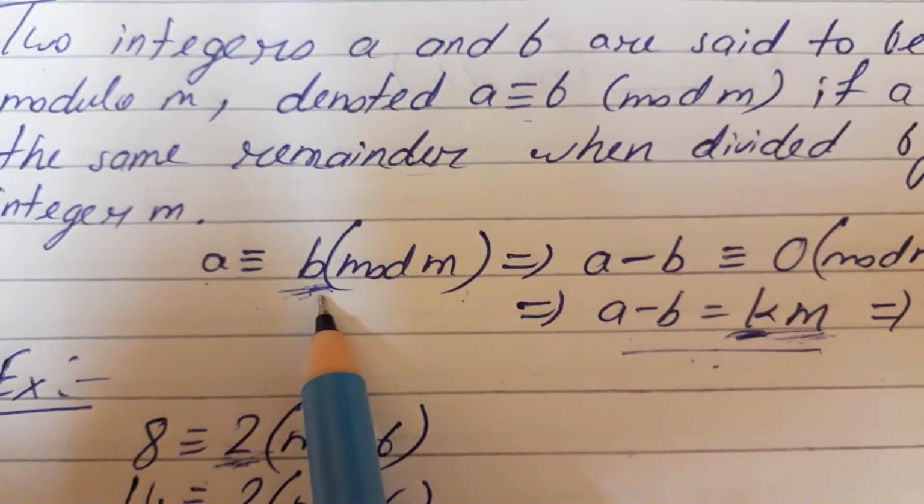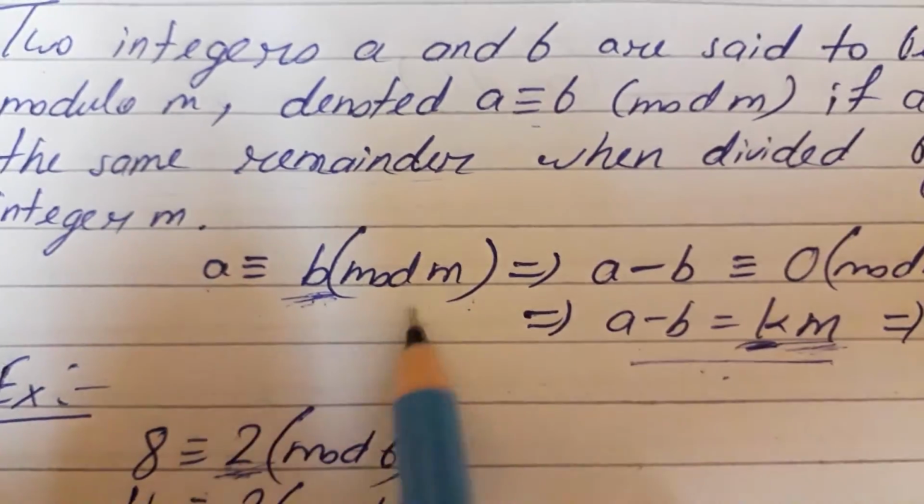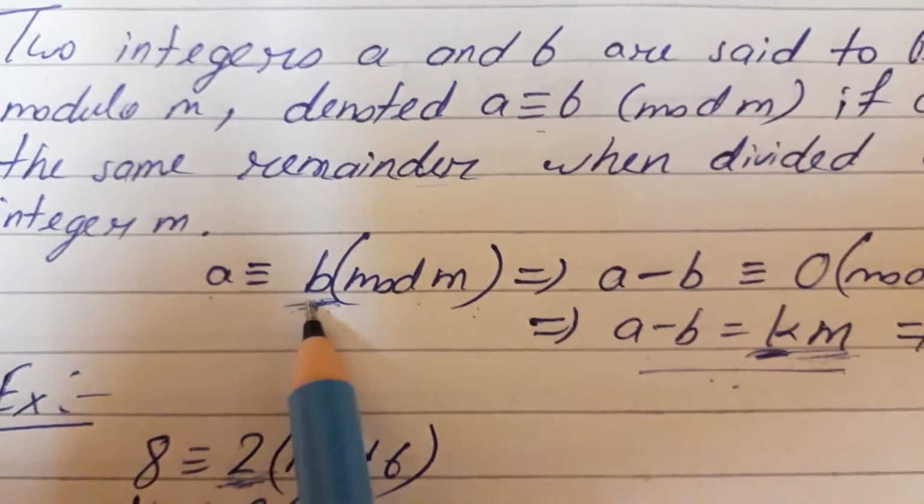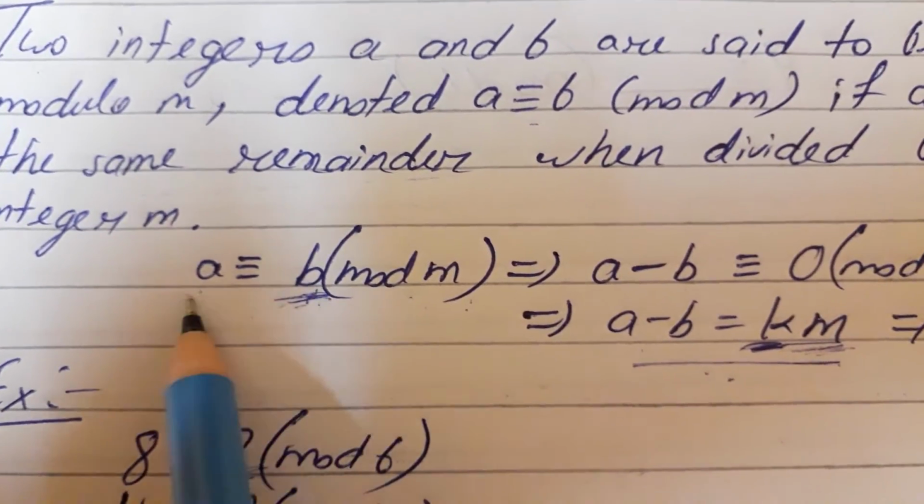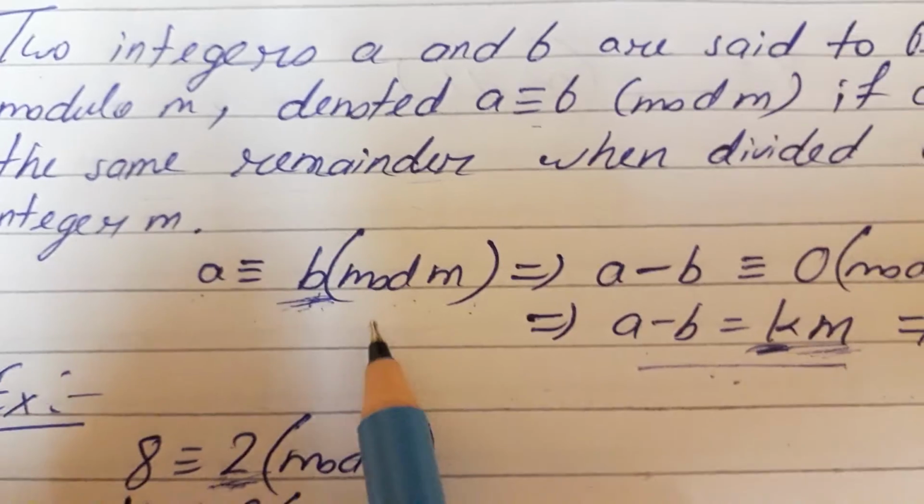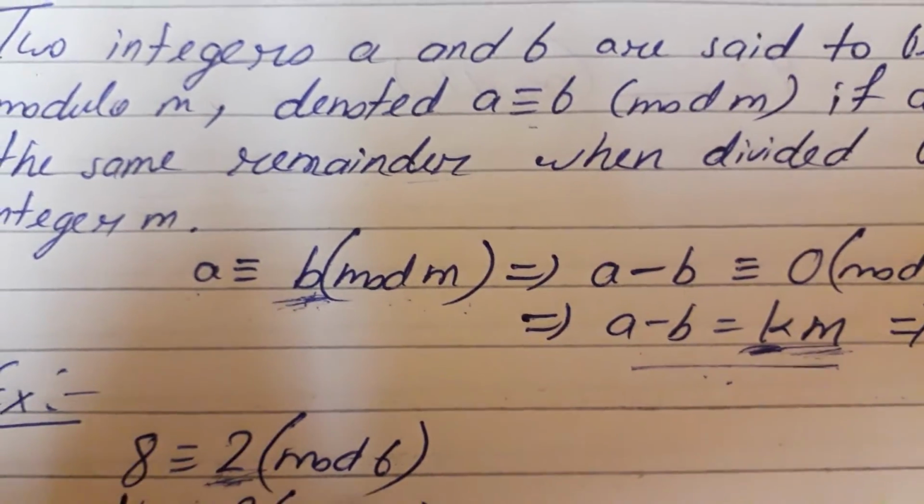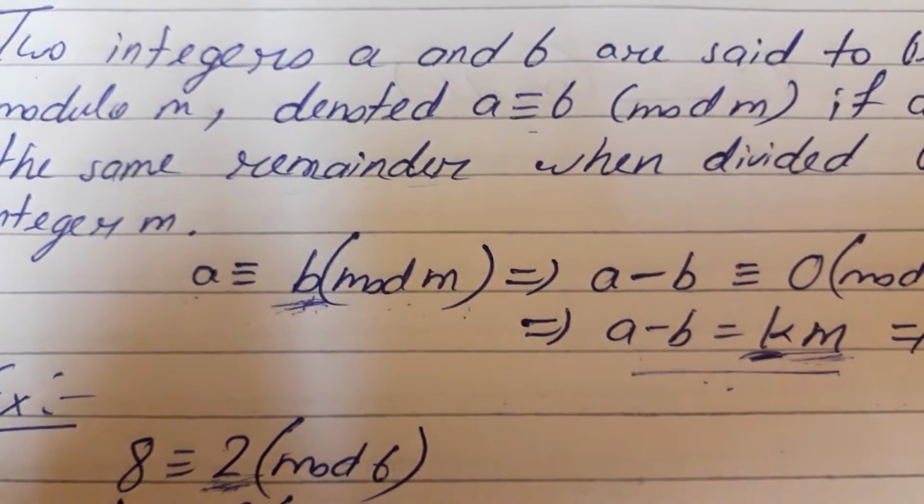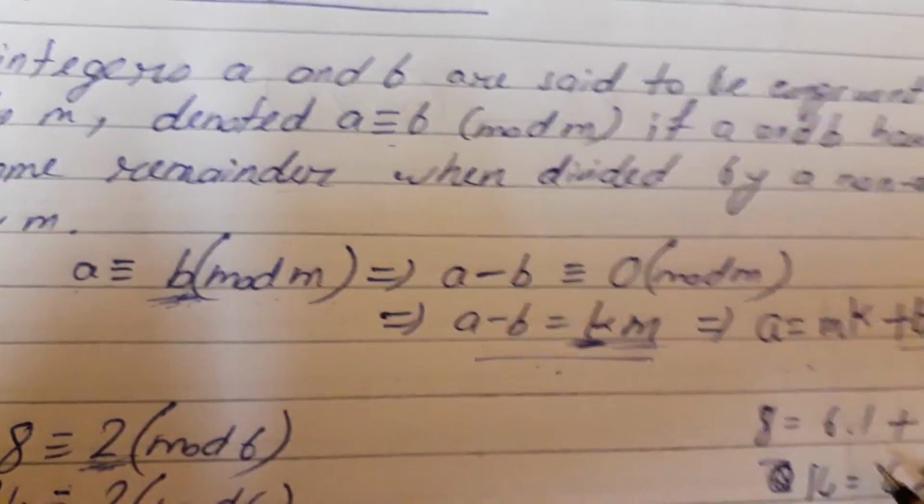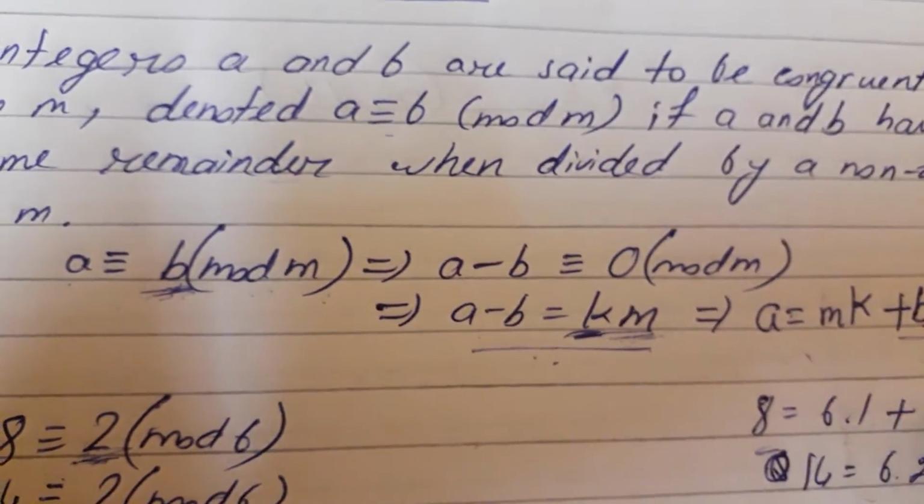You can write 8 as 6 into 1 plus 2, as we all know that if b is less than both a and m, then b will be your remainder. So 2 is less than 8 and 2 is less than 6, so 2 will be the remainder. That's why you can write 8 = 6 × 1 + 2.